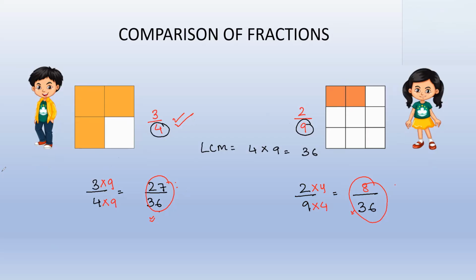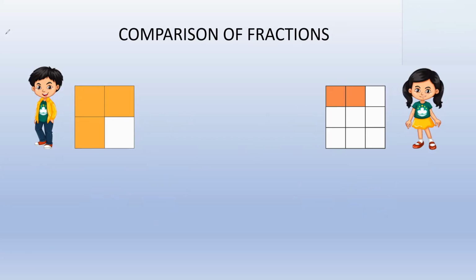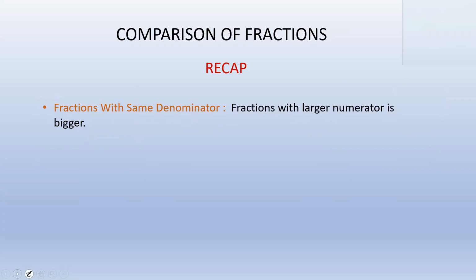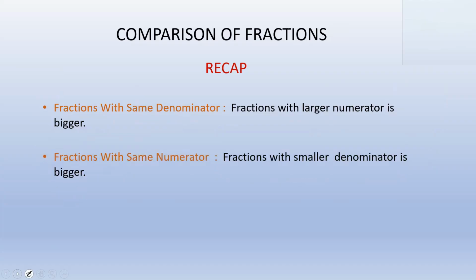Now, let's revise or do a recap of what we have learned. First, fractions with the same denominator. When we have fractions with the same denominator, then we just look at the numerator, and the numerator which is bigger is the fraction which is bigger. Secondly, when we have the same numerator, then we just look at the denominator, and the fraction with the lesser denominator is bigger.